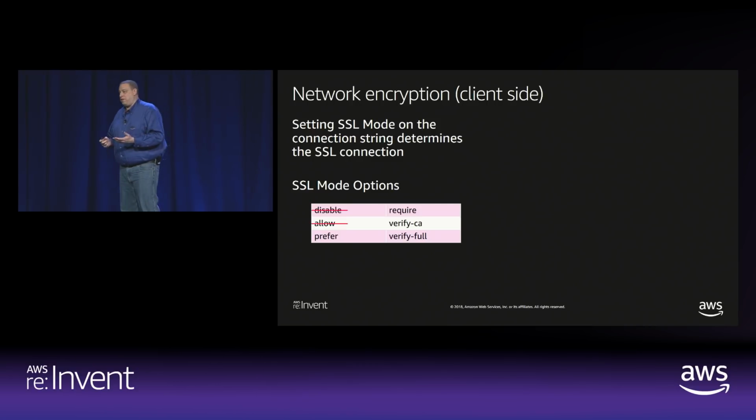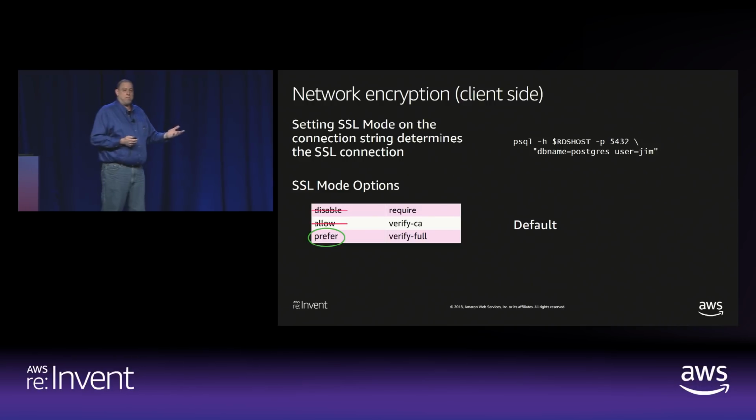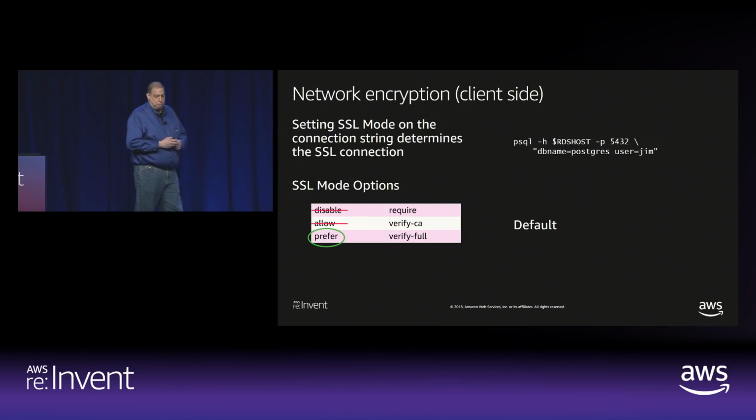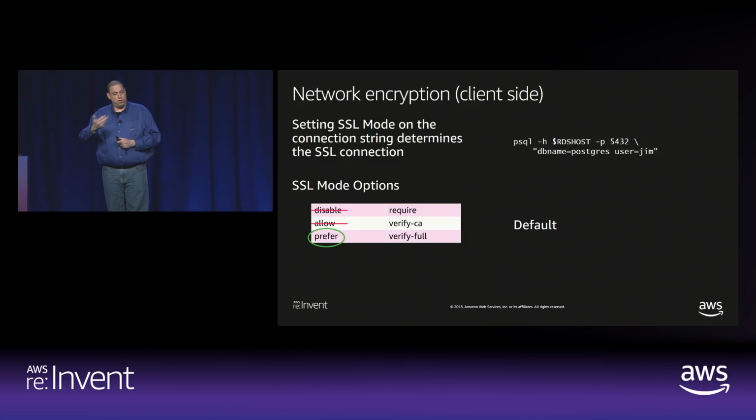2 of them, disable and allow, never use. When it's set like that, you're probably going to be sending things over clear text. The default is prefer. When it's set with prefer, if SSL is enabled on the server, the client's going to use an SSL connection. So by default with RDS, having SSL enabled on the server, and the default client set to prefer, you're going to have SSL connections.